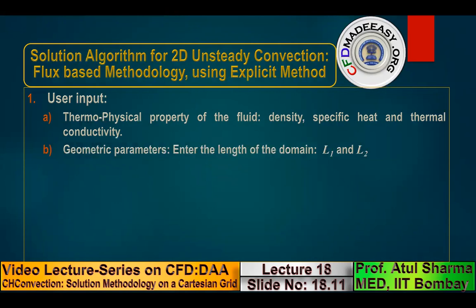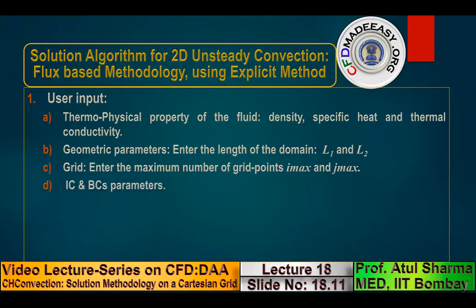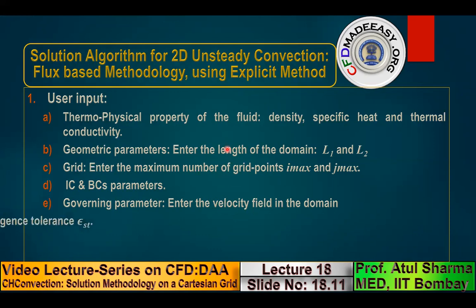The geometrical parameters: the length and height of the domain, L1 and L2. For uniform grid, you have to enter the maximum number of grid points in the X and Y direction. You have to enter the initial condition and boundary condition parameters. Whenever you apply these initial and boundary conditions, there are certain parameters that you have to prescribe. The governing parameter in this problem is, as I mentioned earlier, that you have a prescribed flow field. So you have to enter the velocity field, and using this velocity field, you will calculate the mass flux later on.